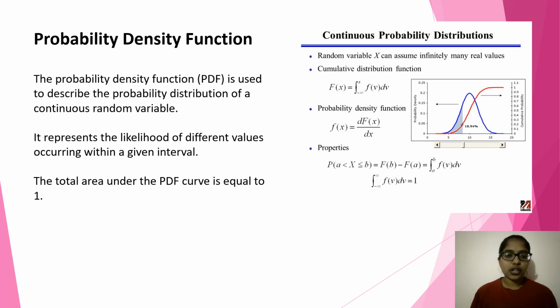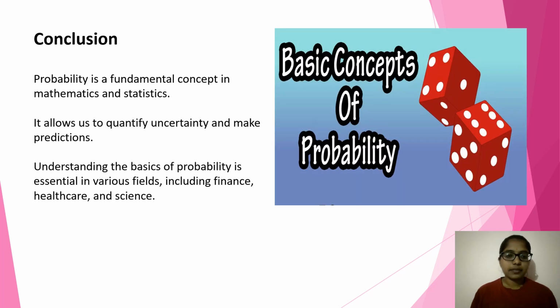Probability density function. The probability density function is used to describe the probability distribution of a continuous random variable. It represents the likelihood of different values occurring within a given interval. The total area under a probability density function curve is equal to 1.